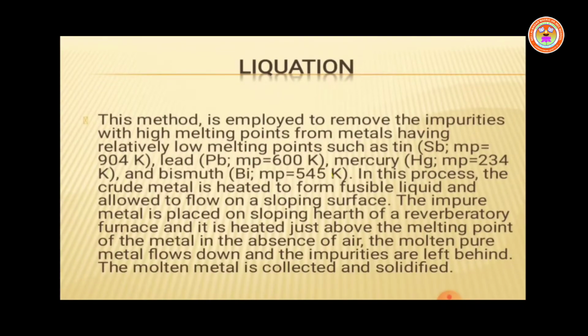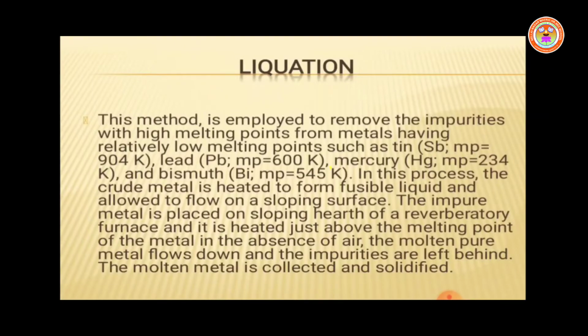Metals having a low melting point are refined by the liquefaction method. Understand children? This method is employed to remove the impurities with high melting points from metals having relatively low melting points. Examples: metals like tin, lead, mercury, bismuth have low melting points. The melting point of tin is 904 Kelvin, lead 600 Kelvin, mercury 234 Kelvin and bismuth 545 Kelvin.